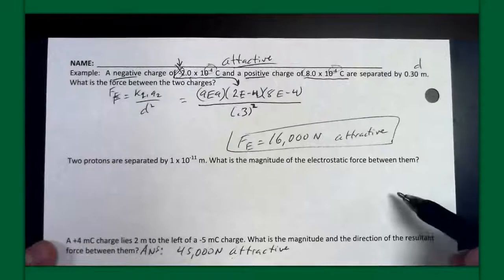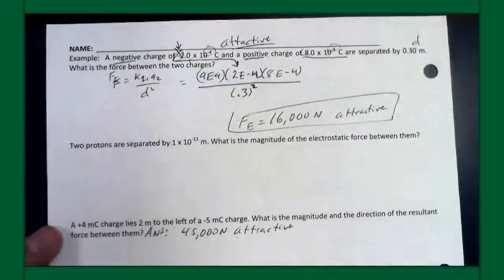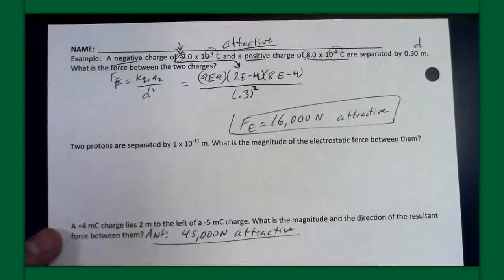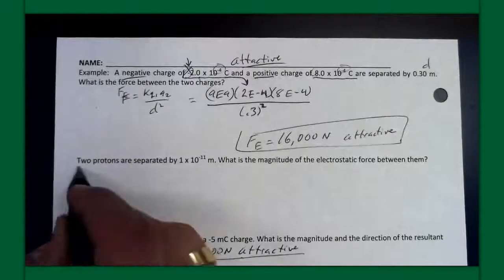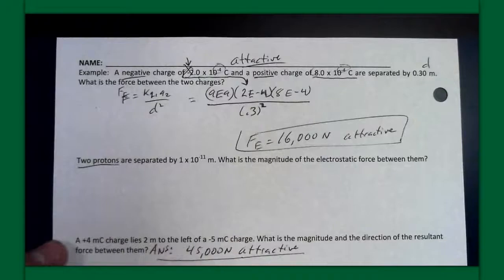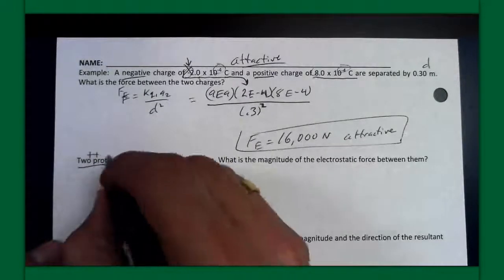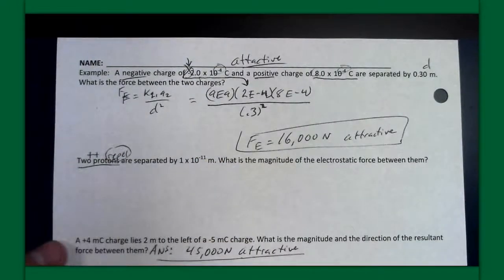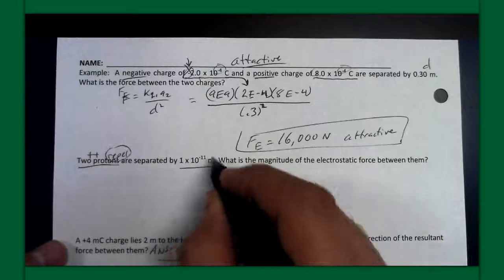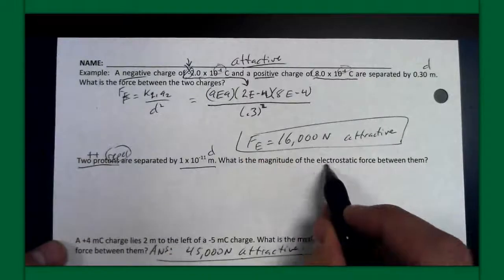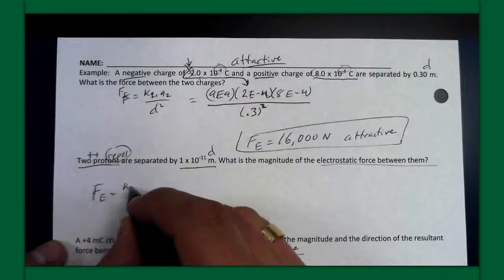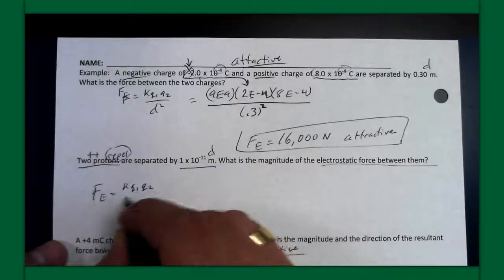All right, we'll do the second one, and then we'll be done with this video. Again, the third one I'll leave to you. You should get 45,000 newtons. It's an attractive force for that one. The second one, 2 protons. You should be thinking right now, a proton has a positive charge, right? So I have a positive and a positive, therefore this is going to be a repulsive force. They're separated by this distance. What is the magnitude of the electrostatic force? So they want to know Fe again, right? So this is going to be our equation, just like it has before.